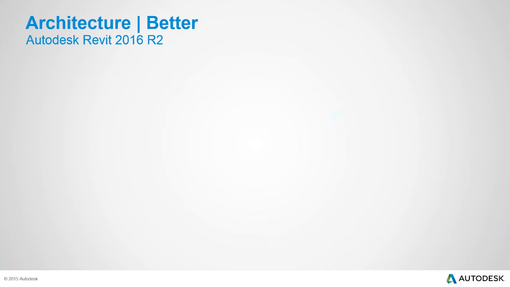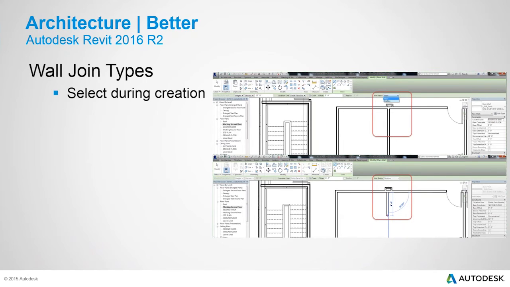More on the architecture front. Wall join types. Okay, now this is an improved feature. We now have the choice to select wall join types actually during wall creation. We've got a new tool up in the options bar. So in this R2 improvement to the edit wall joins, you can choose whether to allow or disallow wall joins while actually creating the walls.